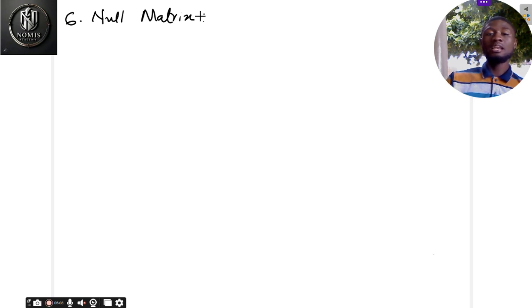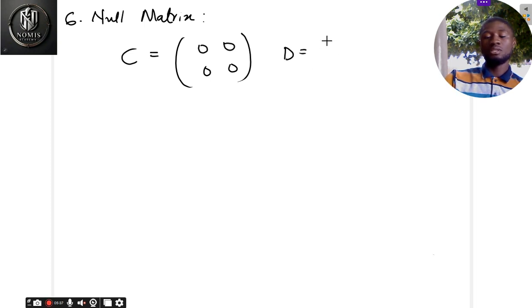So it is a matrix whose elements are all zero, no matter what kind of matrix it is, whether 2 by 2, 2 by 3, 4 by 4, 5 by 5. Any matrix whose elements are just zero, we call it a null matrix. So let's say matrix C is a null matrix and it is 2 by 2. That will be 0, 0, 0, 0. So this is a null matrix.